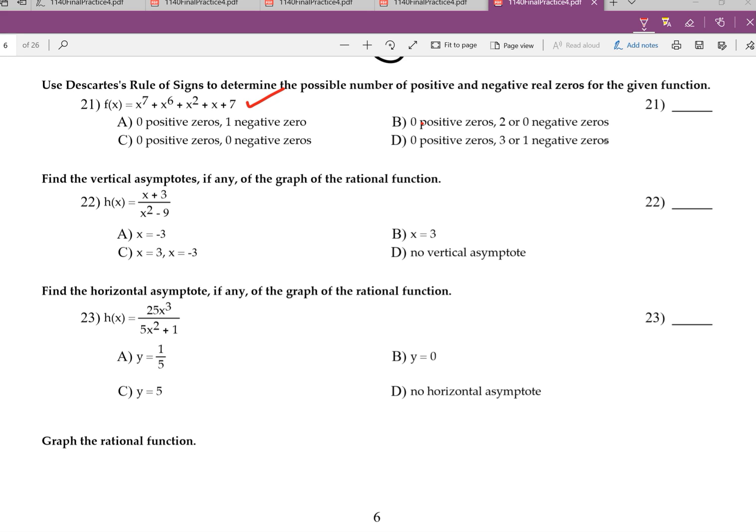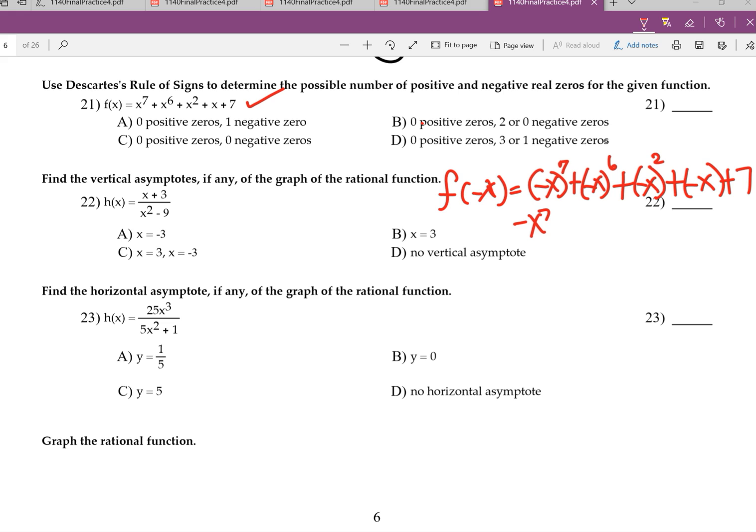But they do have differences in the negative zeros, so I would do f of negative x, and then I would substitute that into the equation. So I would have negative x to the 7th power plus negative x to the 6th power plus negative x to the 2nd power plus negative x plus 7. This gives us negative x to the 7th. This gives us positive x to the 6th. This gives us positive x to the 2nd. This gives us negative x, and this is a plus 7.